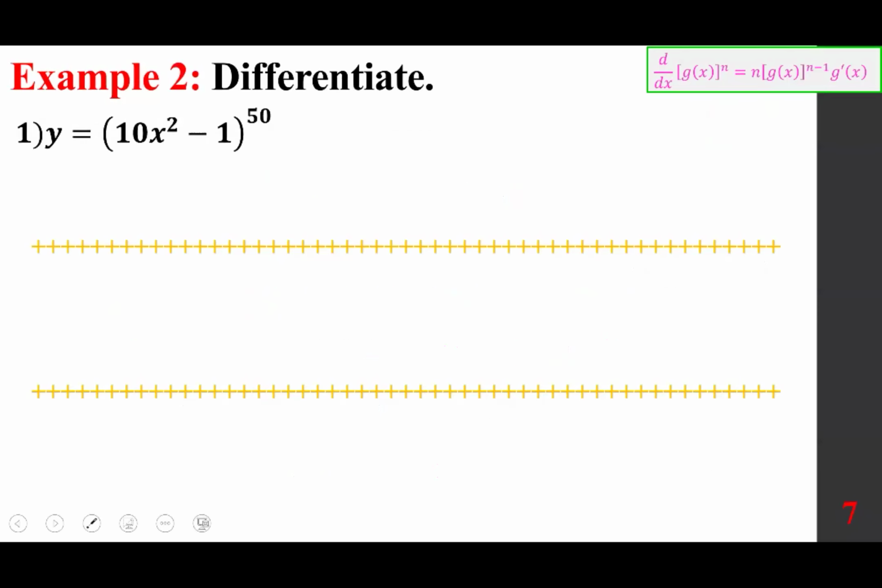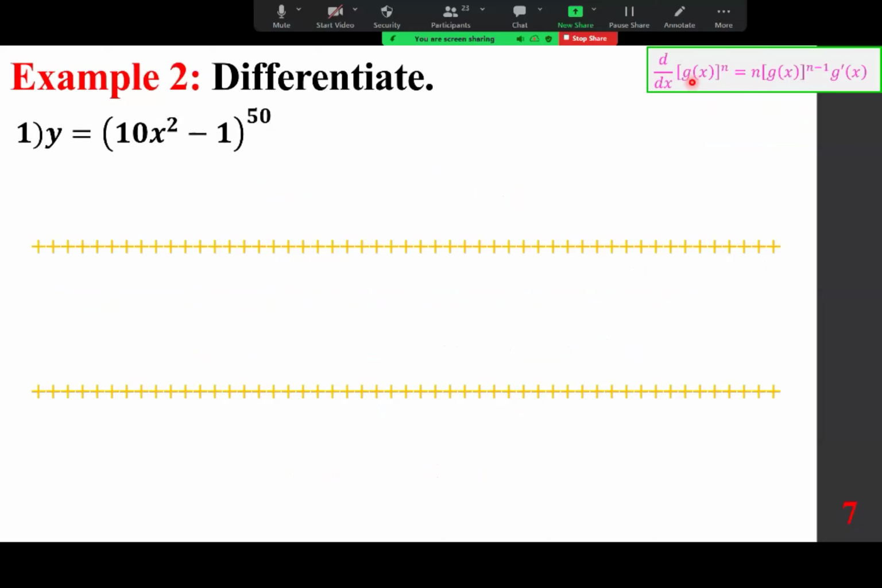Let's continue with more practice. We are using the extended power rule. So we want the derivative of y equals (10x squared minus 1) to the power of 50. 50 becomes a coefficient. The same thing to the power of 50 minus 1, or 49. We're talking about this part. And then g prime of x, the derivative of the inside, is 20x. If we put these two together in the front, we get 1000x times (10x squared minus 1) to the power of 49.